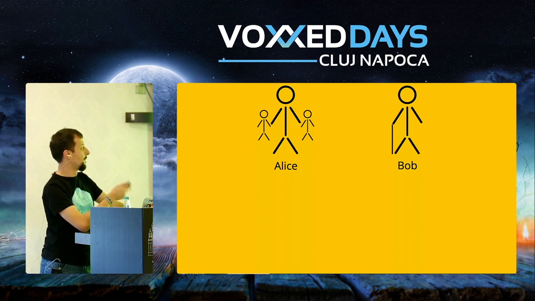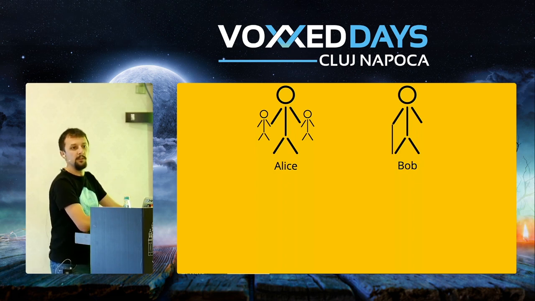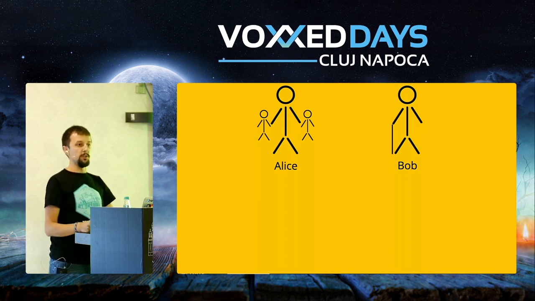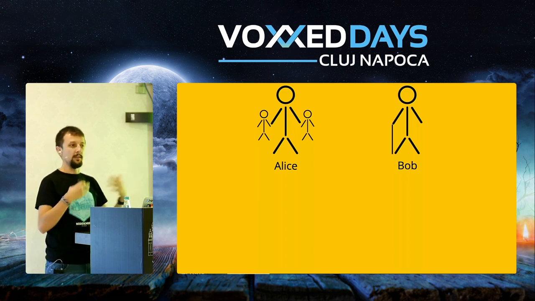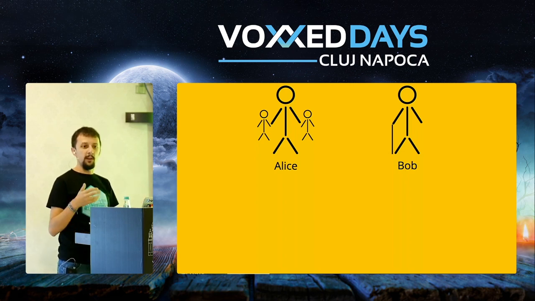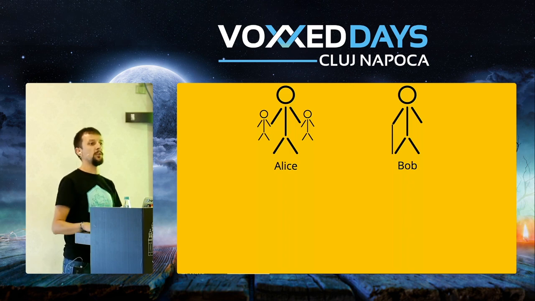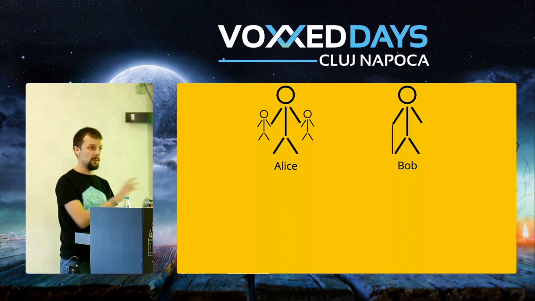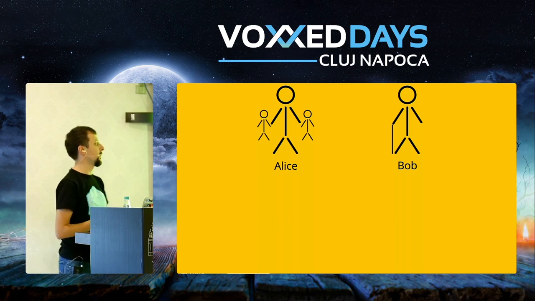Now let's take Bob. Bob is in his 70s, maybe 80s, and Bob is a user of the internet. Bob is getting older, he starts losing his eyesight, and maybe starts having tremors associated with old age, lack of accuracy when navigating using a mouse, a trackpad, or whatever.